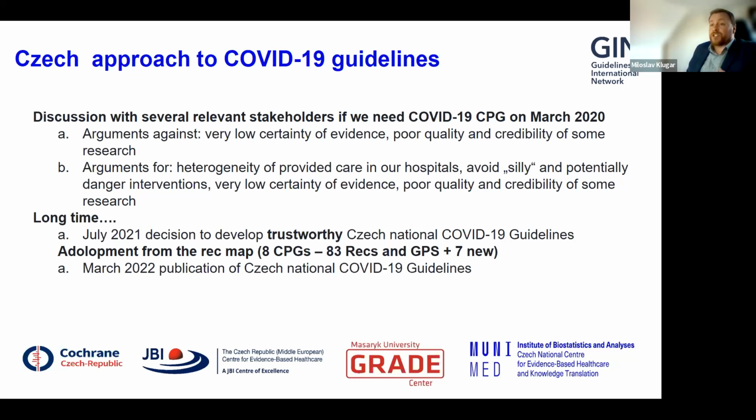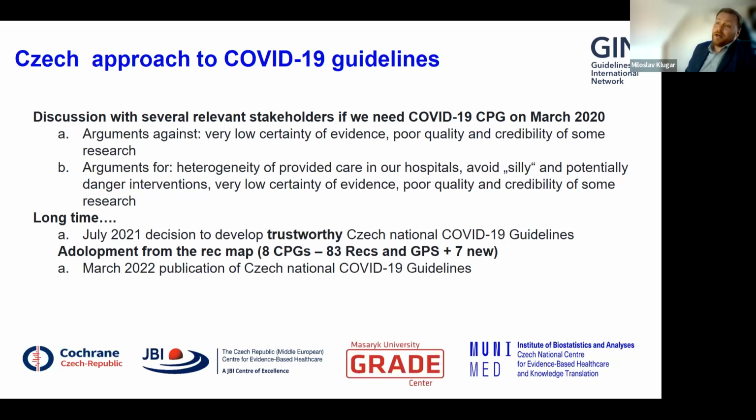Well, then it was quite a long time. Within this long time, there were developed several statements of professional societies, rather than real guidelines. And finally, in July 2021, the decision was made to develop trustworthy national COVID-19 guidelines. To this, I would say better late than never. And I'm glad that this decision finally came.